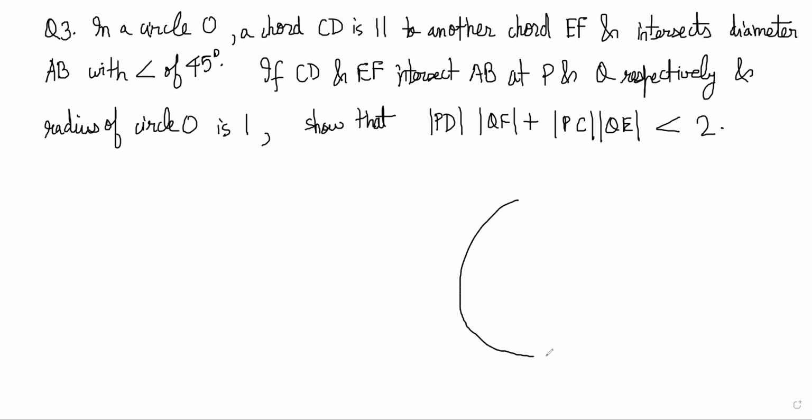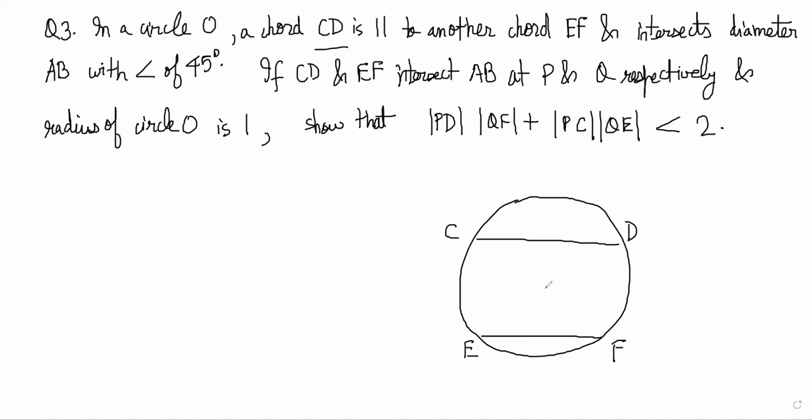So let's first draw the figure. This is a circle. We have a chord CD which is parallel to another chord EF. So we draw one chord CD here and one chord EF here. These are parallel chords. The circle center is here, and we can make a diameter like this. The diameter is AB, so let's call this point A, and this point B. And it cuts the chord at an angle of 45 degrees.